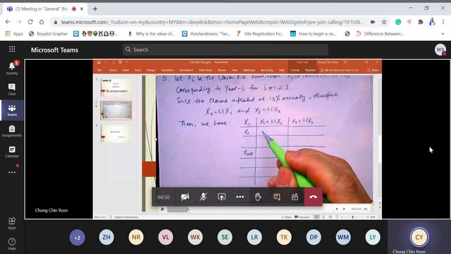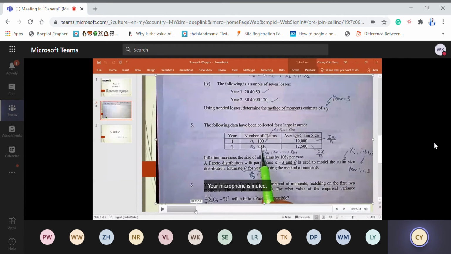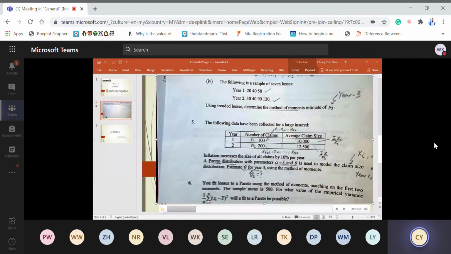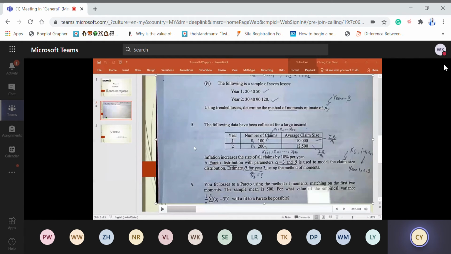Okay, so this is a question. For this question, number 5 is similar to question number 4. Given that we have two groups, year 1 and year 2, the sample size is also different.